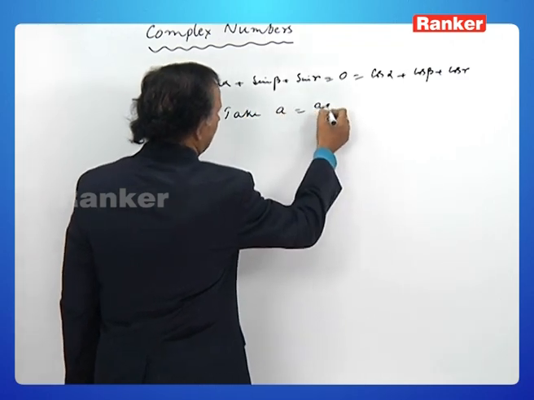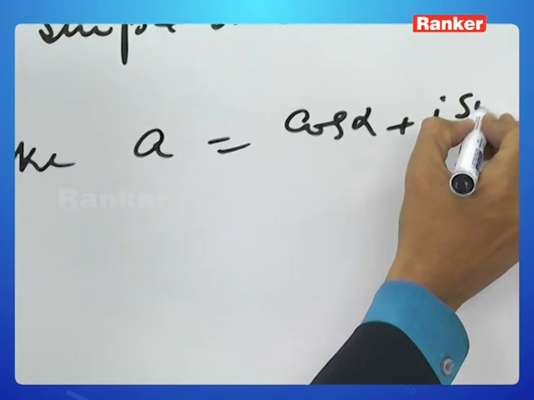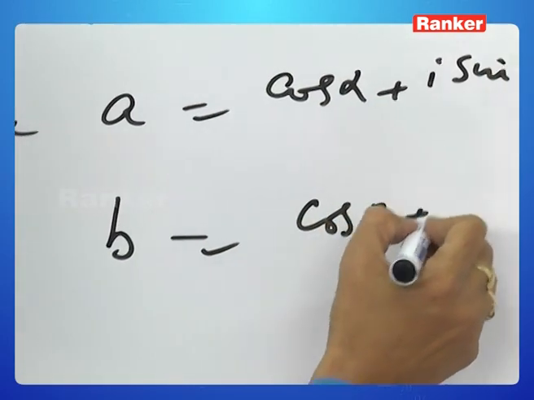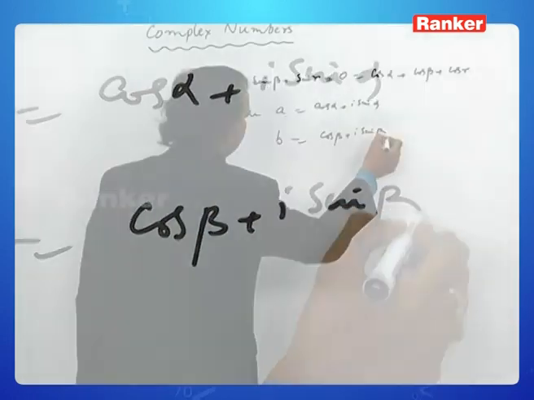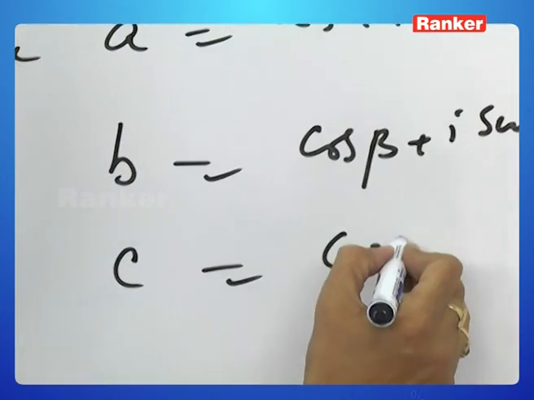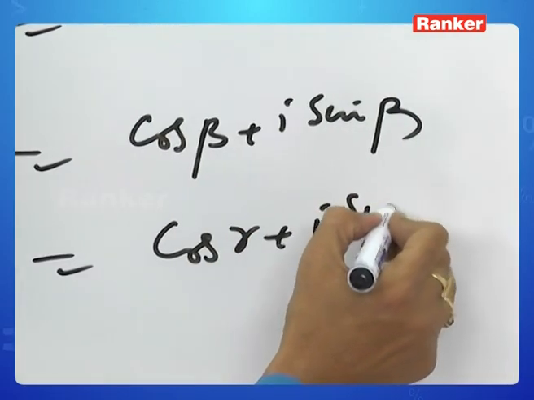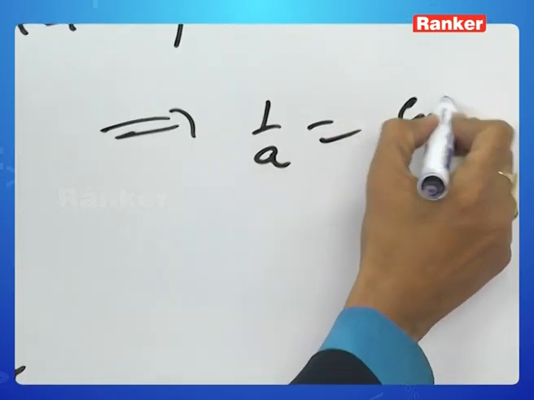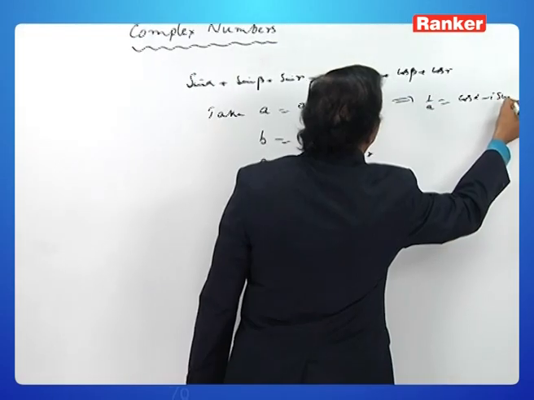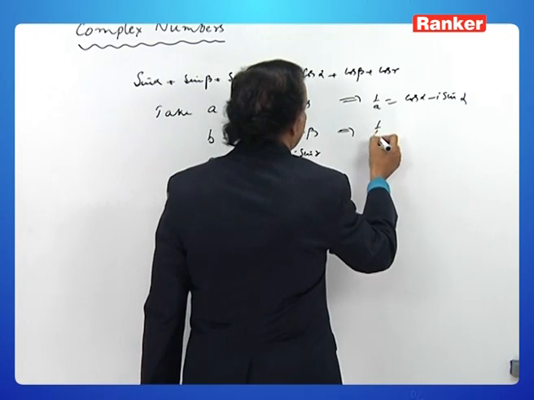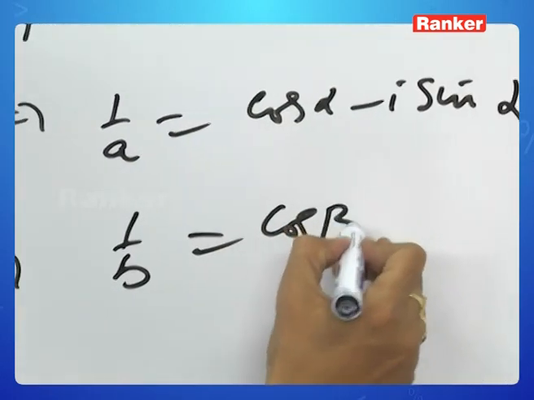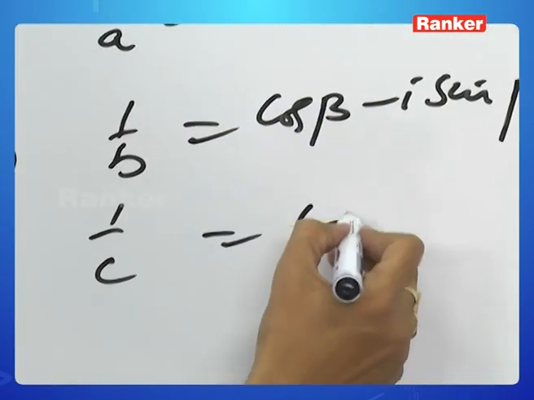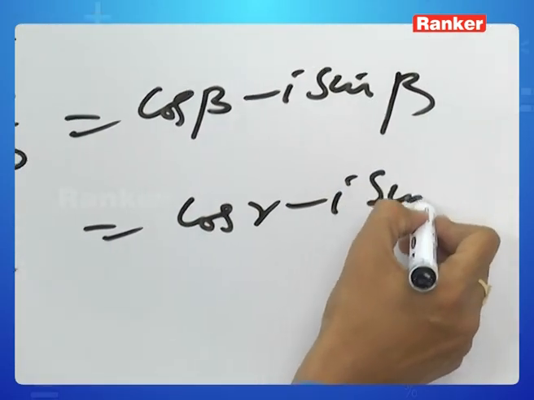Okay, take A is equal to cos alpha plus i sin alpha, B is equal to cos beta plus i sin beta, C is equal to cos gamma plus i sin gamma. From this you will be able to have 1 by A is equal to cos alpha minus i sin alpha, 1 by B is equal to cos beta minus i sin beta, 1 by C is equal to cos gamma minus i sin gamma.